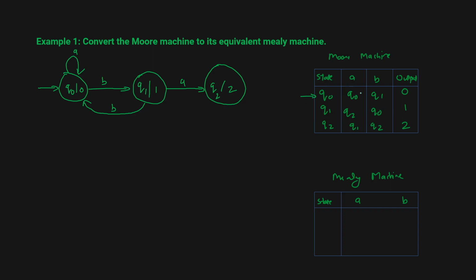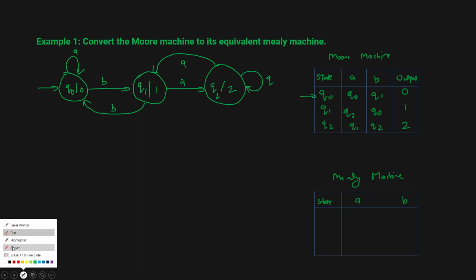Now in Q2, what happens? If you get input A, you go to Q1, and if you get input B, you go to Q2 itself. Sorry, it should be B. So this is the Moore Machine that we have constructed from this transition table. Now what we'll do is convert this into its equivalent Mealy Machine.